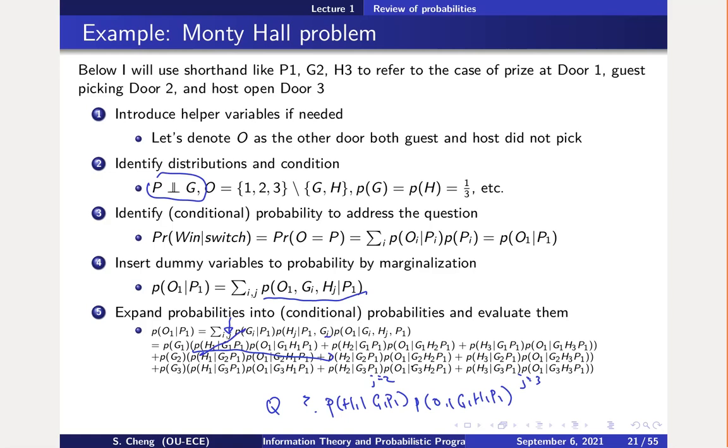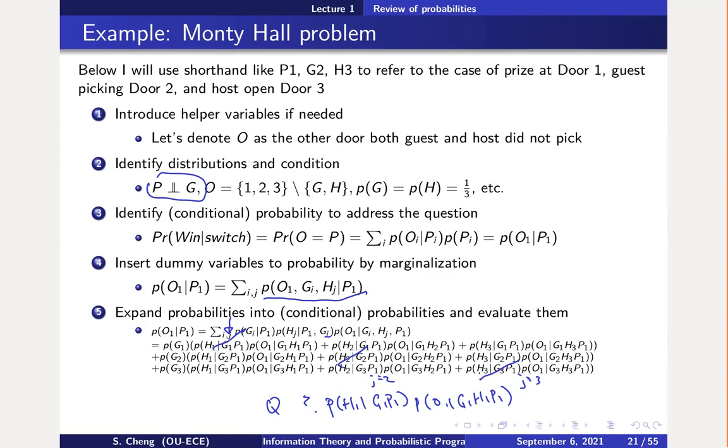I'm actually okay. Yeah, so the same for this one also. The guest picks the second door, the host cannot pick the second door. Let me write better. And then this one is also gone. The guest picks the third door, the host cannot pick the third door.